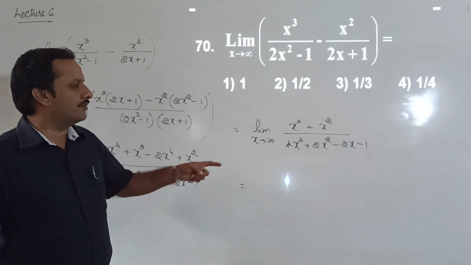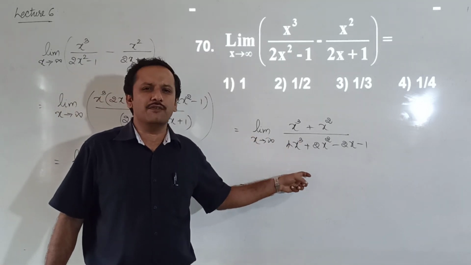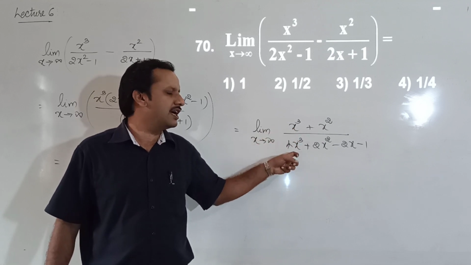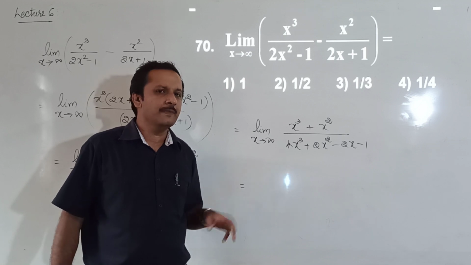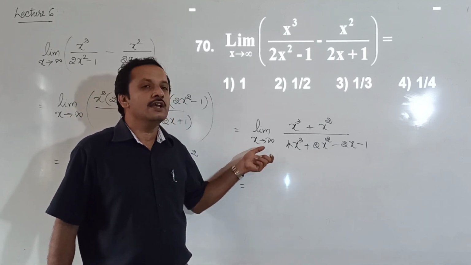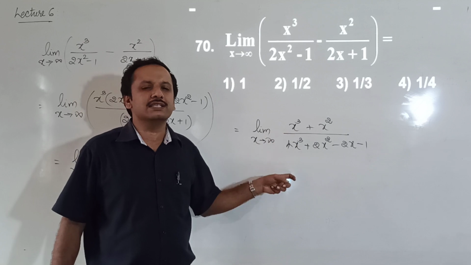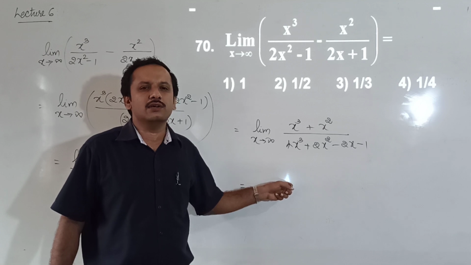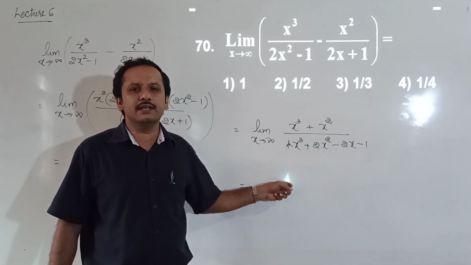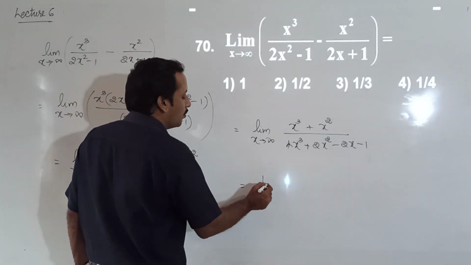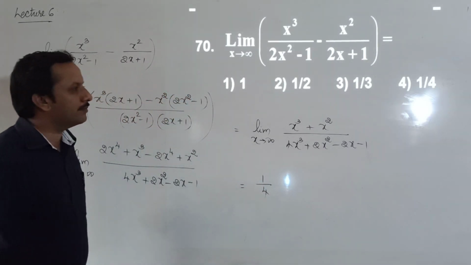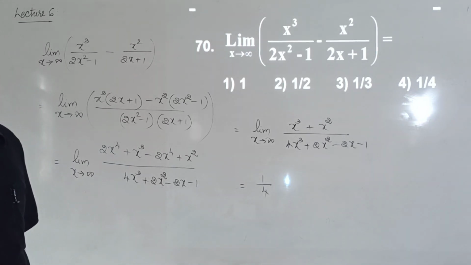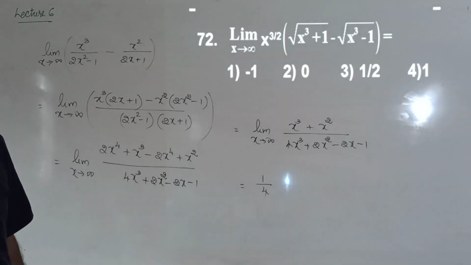Now you observe, this is of the form f of x by g of x, where f and g are both polynomials of the same degree. Then what is the answer? As x tends to infinity, when both are polynomials of the same degree, the answer is the coefficient of the highest power of x in the numerator divided by the coefficient of the highest power of x in the denominator. So this will give you 1 divided by 4. 1 by 4, which is the fourth option. Okay. Then question 72.